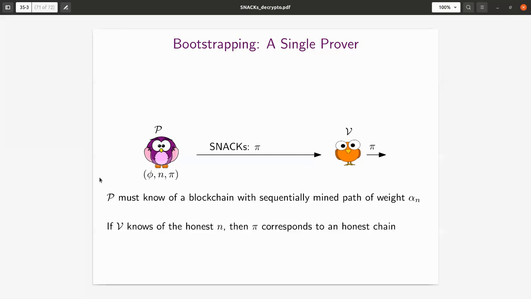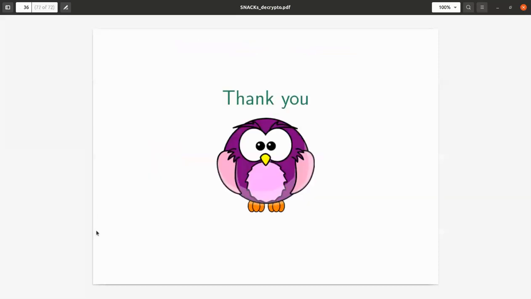If on top of that, the verifier knows how long the honest blockchain is, only its length, then actually this proof that it accepted corresponds to an honest chain. So this is an application in which, if the verifier knows something about the blockchain, it can talk to one single prover and have meaningful guarantees that were not formalized before. With this, I thank you, and I hope to answer your questions. Thanks.